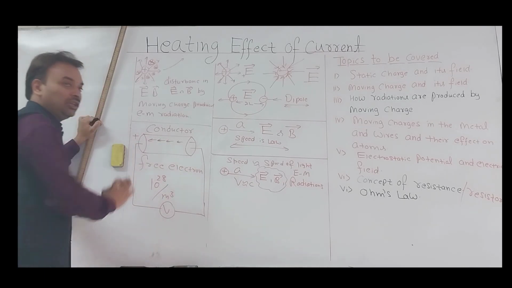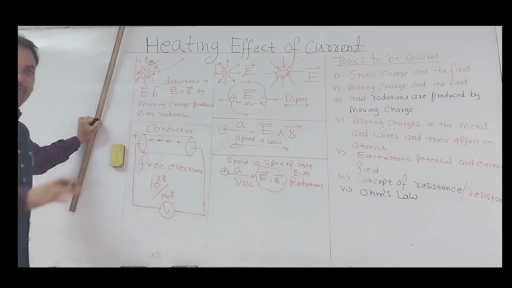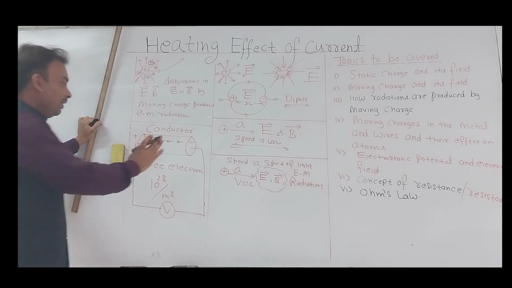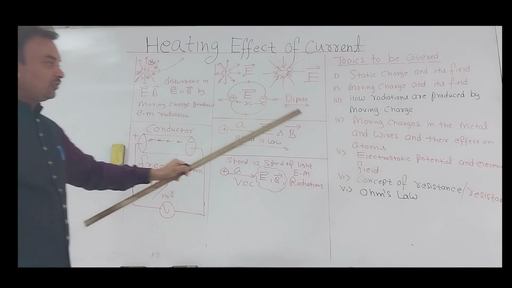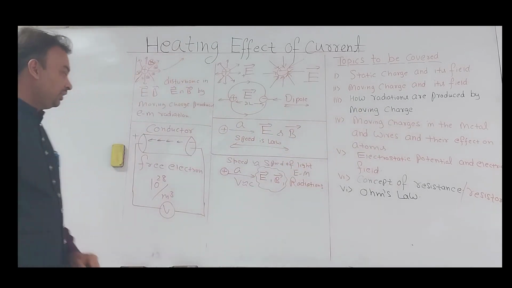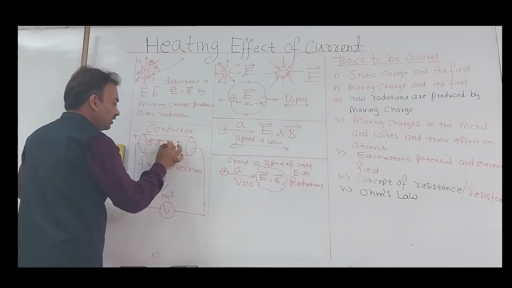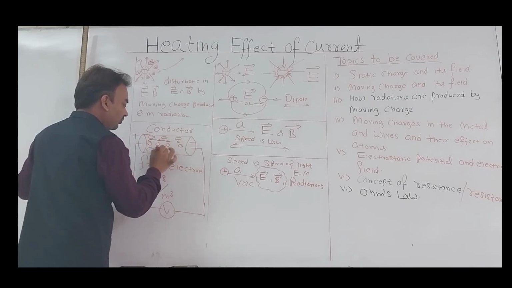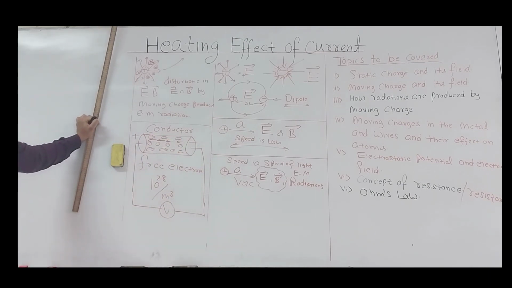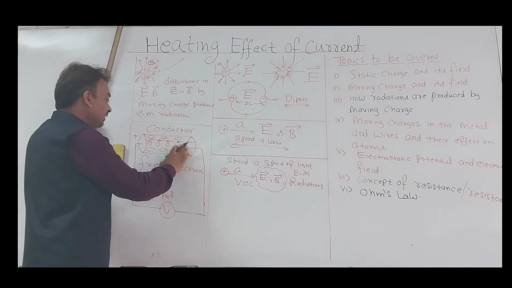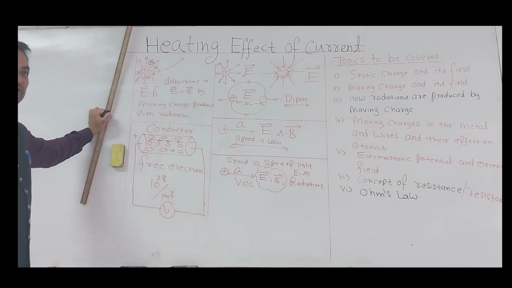Now what happens? This is not a smooth journey for the electrons. This is not a straight line path. This is not a comfortable path for the electrons while moving from the negative side to the positive side. So, moving charges in the metal wires and their effect on the atoms. In the material, we have loads of atoms and loads of electrons. How many electrons? 10 to the power 28 electrons, and nearly the same number of atoms, 10 raised to the power 28 atoms per meter cube. So while moving from the negative side to the positive side, each electron will collide with the atoms, right?